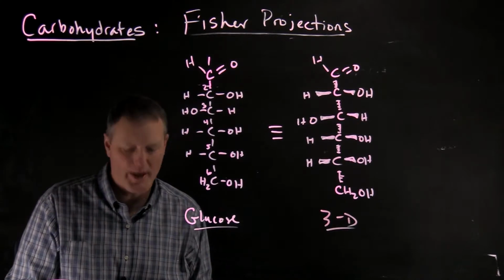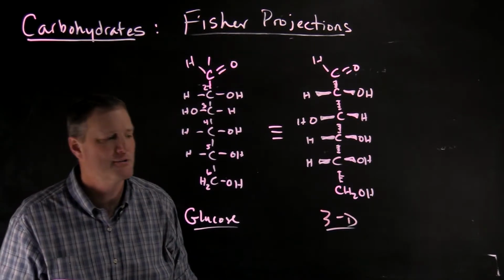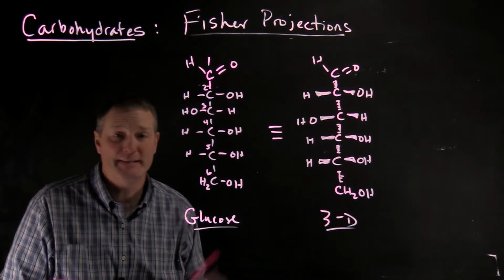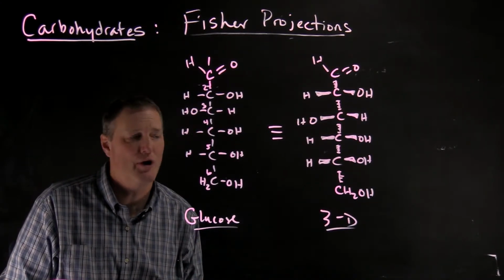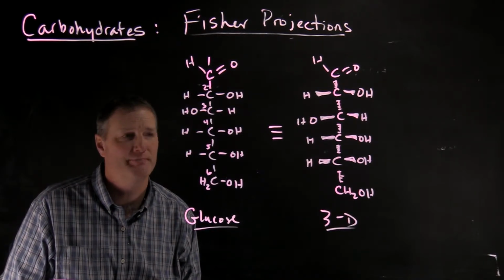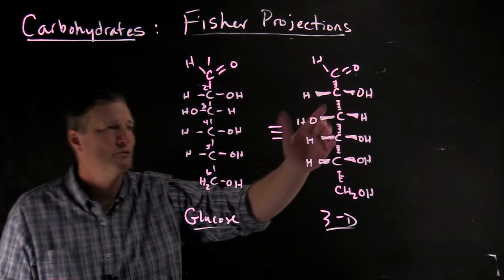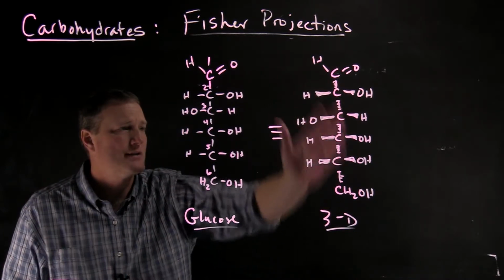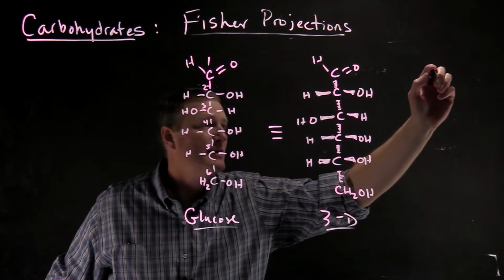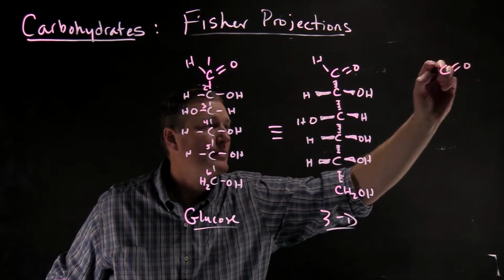So a much easier way was proposed back in the late 1800s by a very famous chemist. His name was Emil Fischer. And the type of projection or drawing that he devised is named after him. It's called the Fischer projection. Essentially, we're going to make it so that all of these lines are flat. So let me draw the Fischer projection of glucose over here.